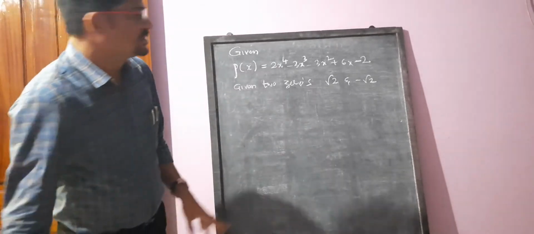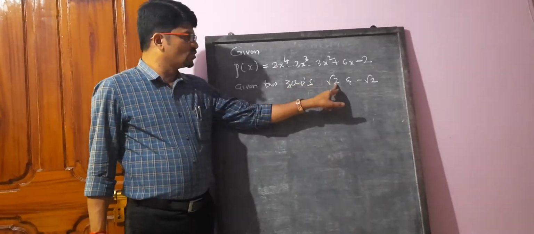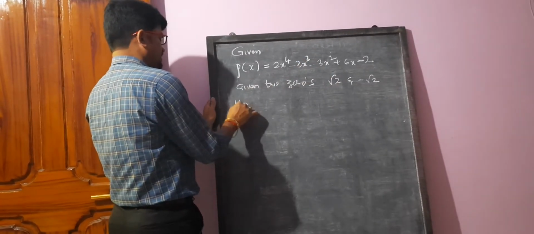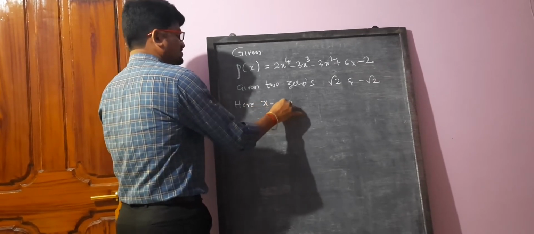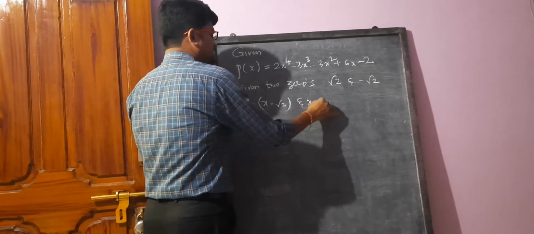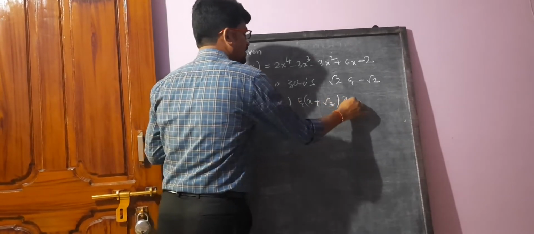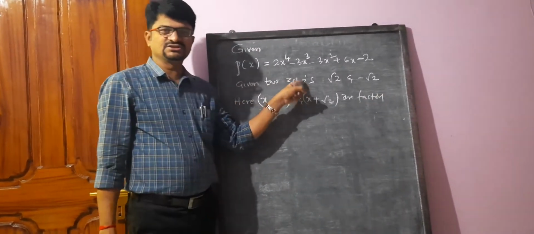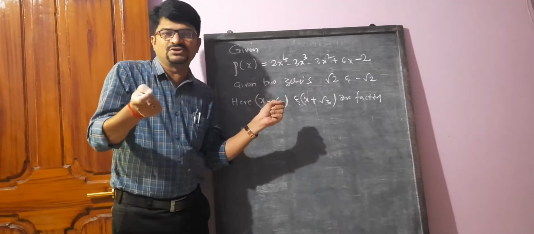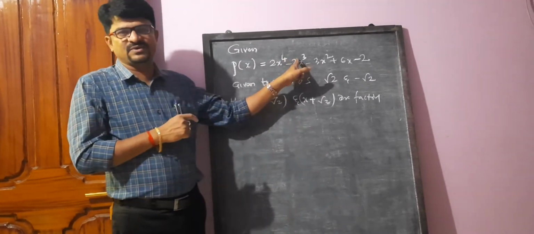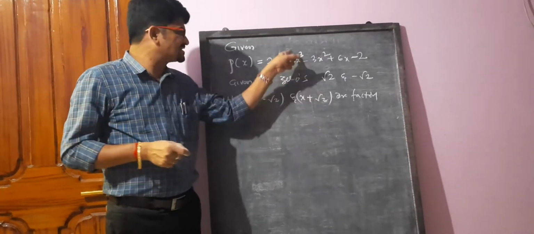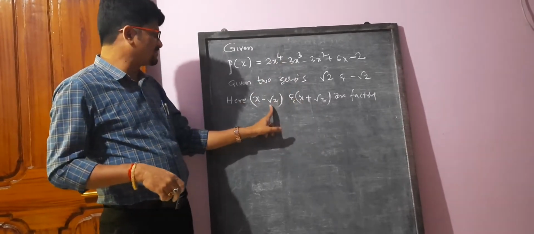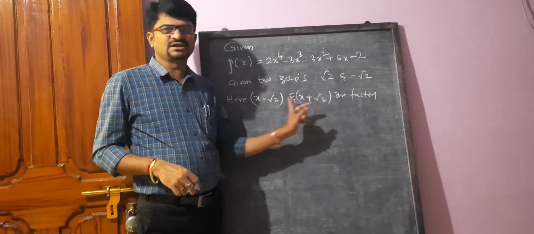Clear? Now, here whenever root 2 is the zero of the polynomial, then x minus root 2 and x plus root 2 are factors. Clear, children? Whenever 3 is a zero, then x minus 3 is a factor of p of x. If a is a zero, then x minus a is a factor, as per the remainder theorem and the factor theorem. Now x minus root 2 and x plus root 2 are the two factors.